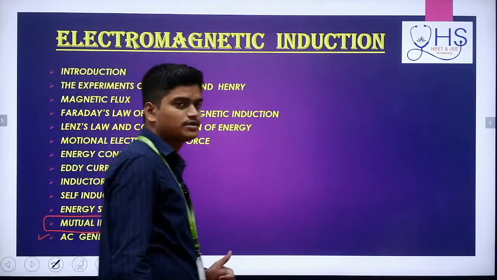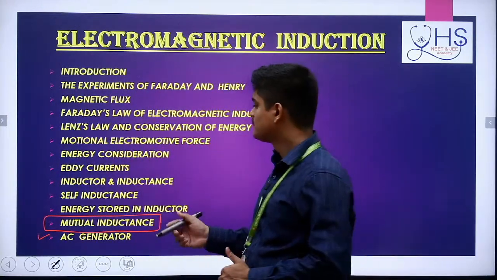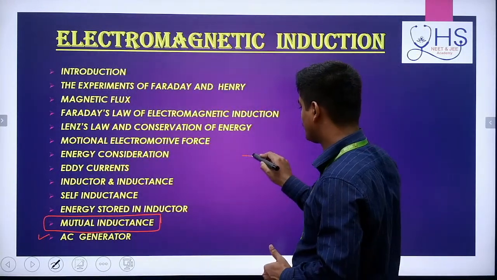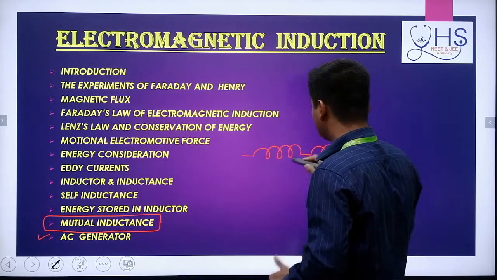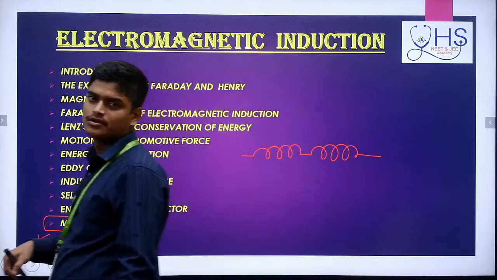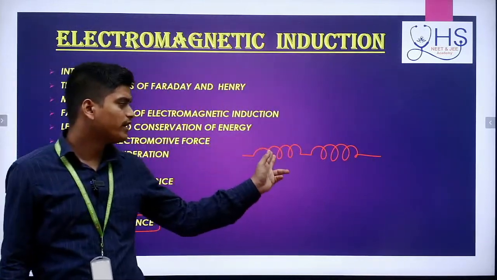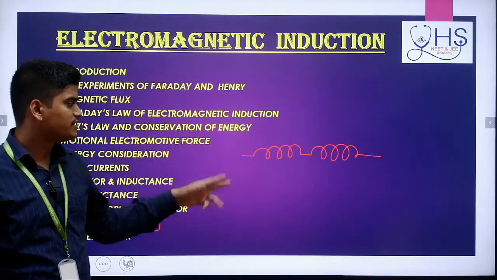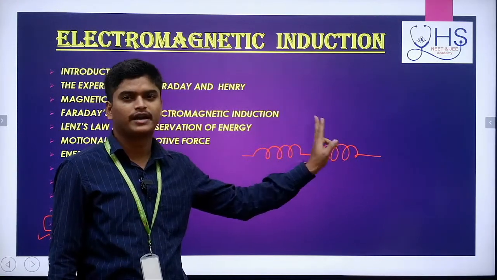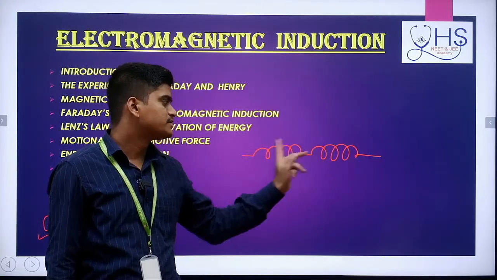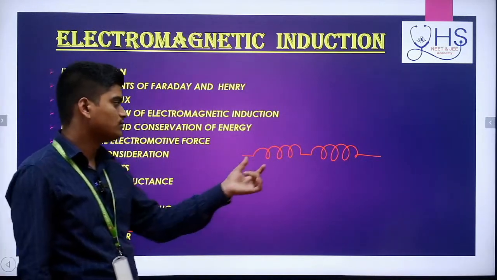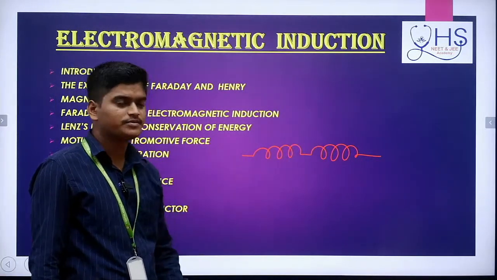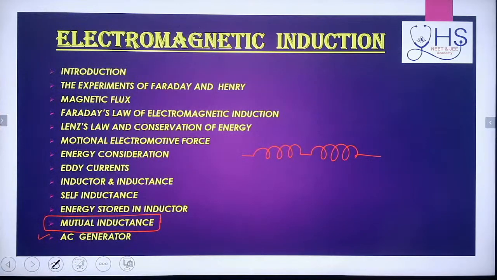So what is mutual inductance? Already in the last class I have discussed. If there are two nearby coils, one coil's flux is affecting the other. If the current changes in one coil, then the magnetic field will change, and that flux change will happen in the other coil. Due to this, some induced EMF will be produced. This phenomenon is basically called mutual inductance.